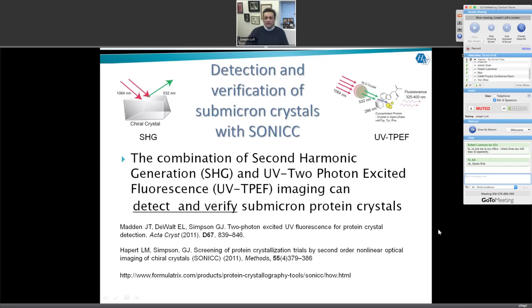And Formulatrix actually sells something they call the SONICC, which combines the second harmonic generation signal, which can tell you if something is crystalline, depending on the symmetry. Higher symmetry will not give an SHG signal. It also has a UV two-photon excited fluorescence signal, which can tell you if something is actually made up of protein. So you can verify the crystallinity with the SHG signal and that the material is protein with this UV two-photon excited fluorescence signal. And this is a very powerful tool for identifying nanocrystals.